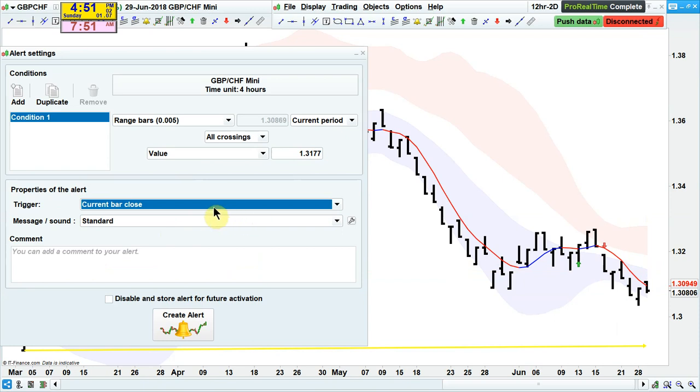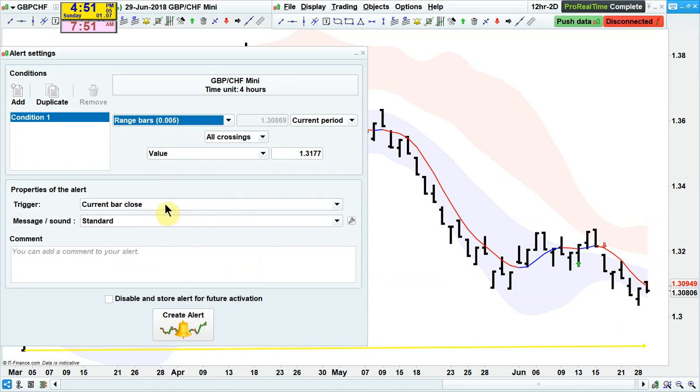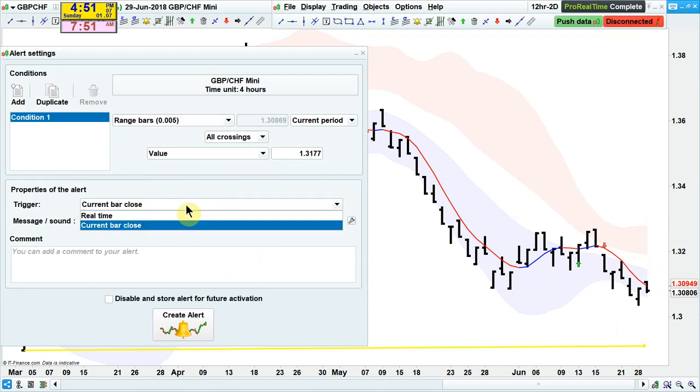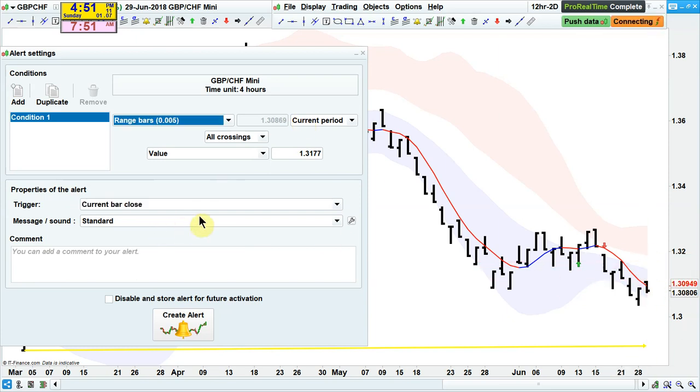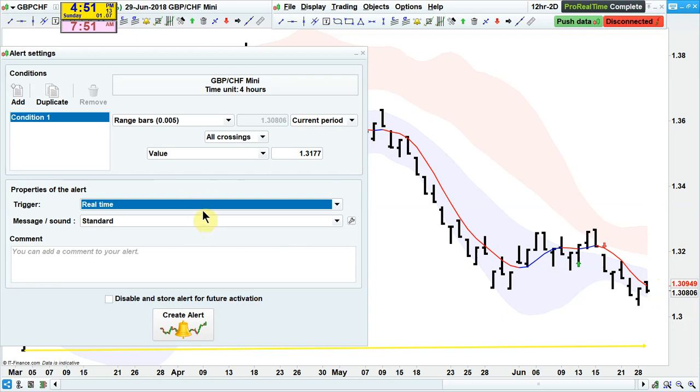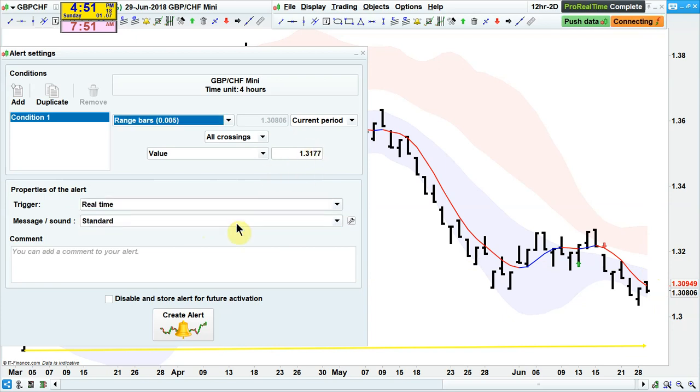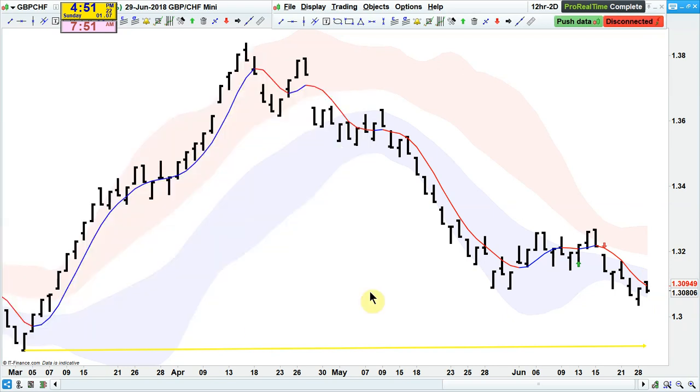So here 131.77, I'll come here, set crossing, put 77, and choose real time or current bar close. The difference: if you select current bar close, the alarm will go only at an interval of 4 hours. Otherwise, if you select real time, every time it touches 77 the alert will trigger, and so on. So I'll put the alarm on current bar close.